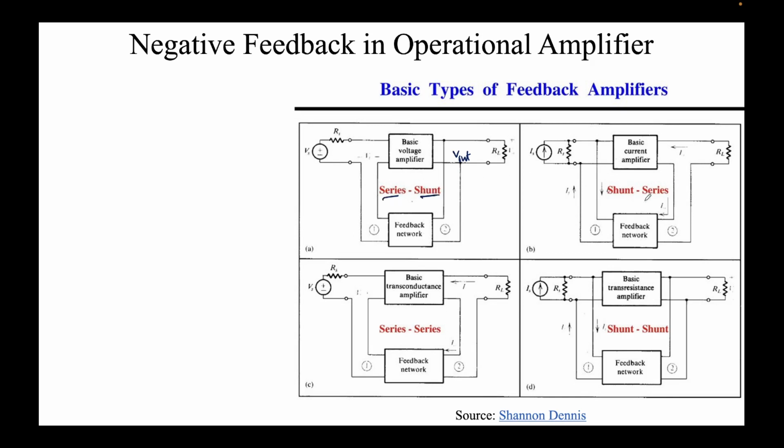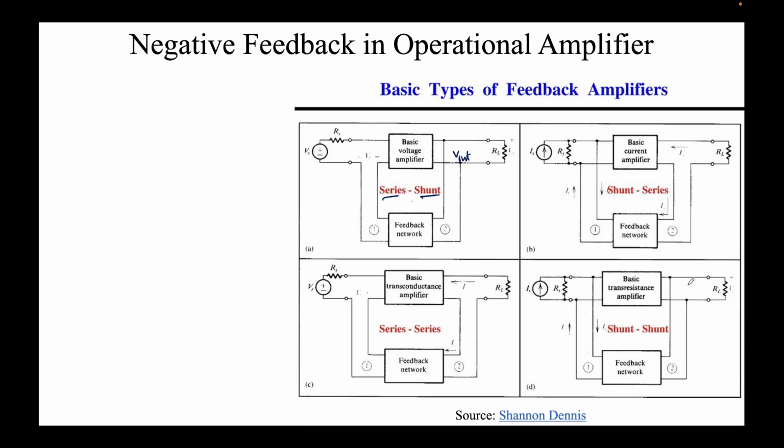There are four configurations. Second is shunt series. What do we mean? We simply take the current. You can see this is in series, and we provide the input. While providing feedback, we provide in parallel. Hence this input side is shunt, output side is series. We call it shunt series.